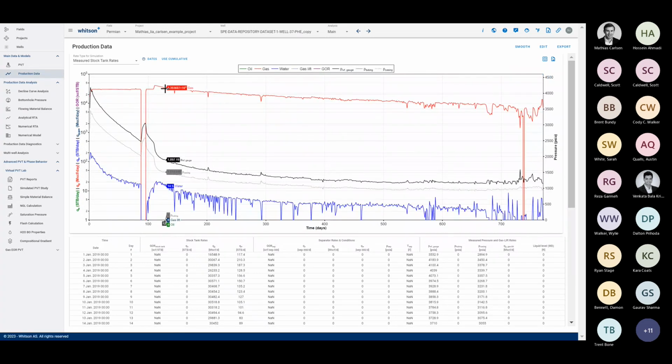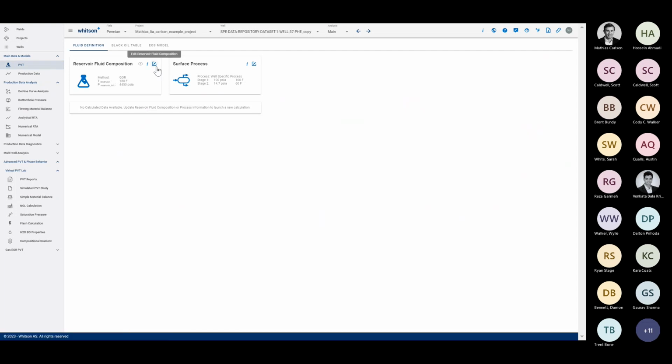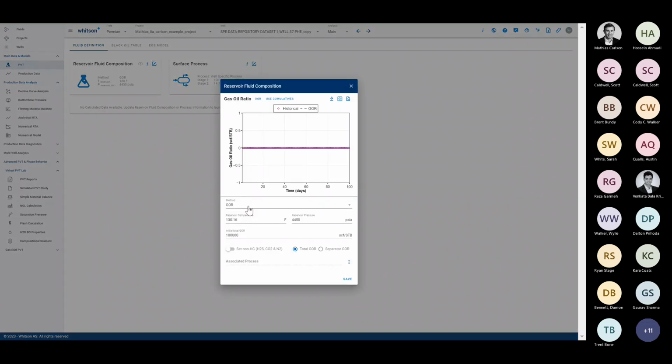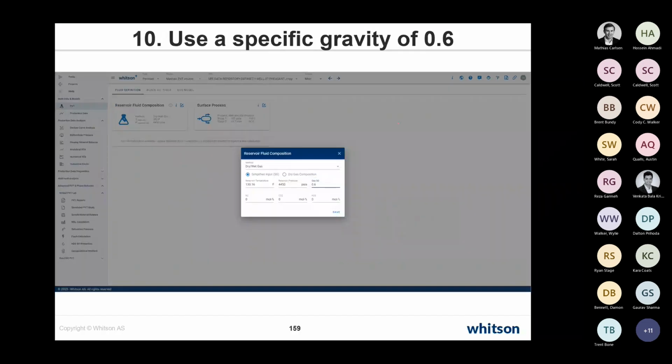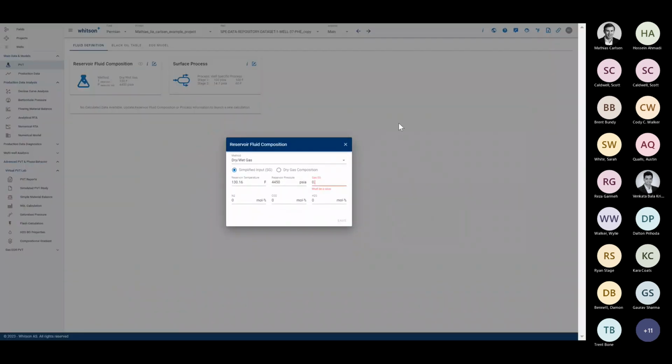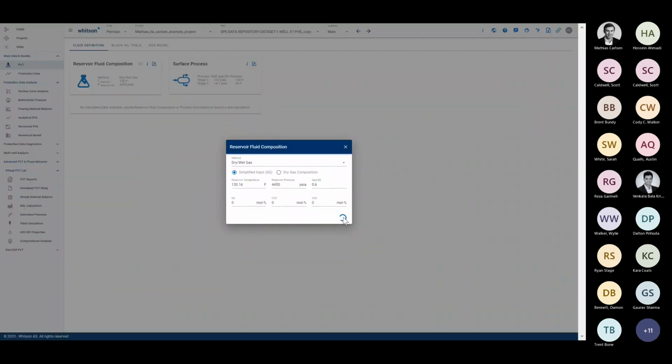So this is a dry gas well, and for dry gas wells, we have a little bit of a special thing on the PVT side. That's that we go into PVT, and then we change the methodology from GOR, which is the default, to the dry and wet gas. And if you upload this through the API connection or the mass upload version, of course you can do that automatically. But in the front end, if you do it manually, you have to change it to the dry wet gas method and input a specific gravity. So that's the first thing that we'll go ahead and do. We'll input a specific gravity of 0.6. We'll click save.